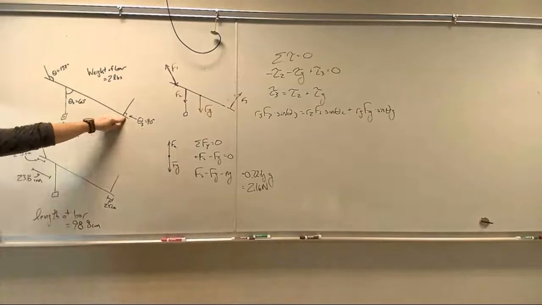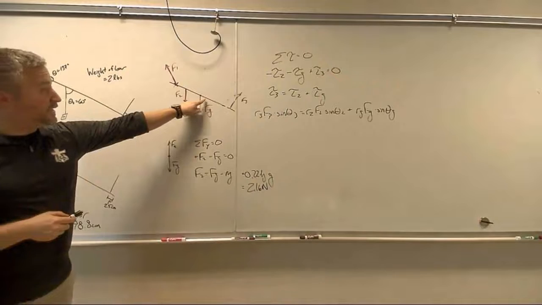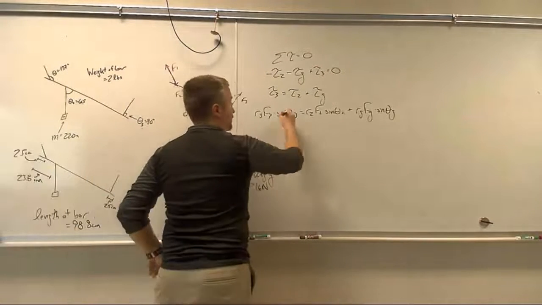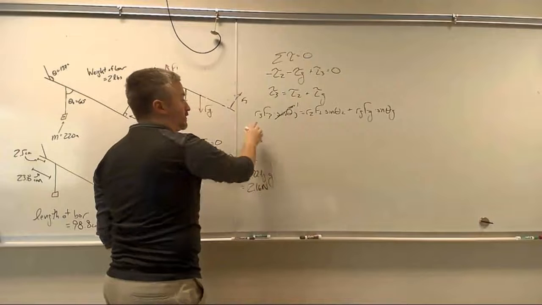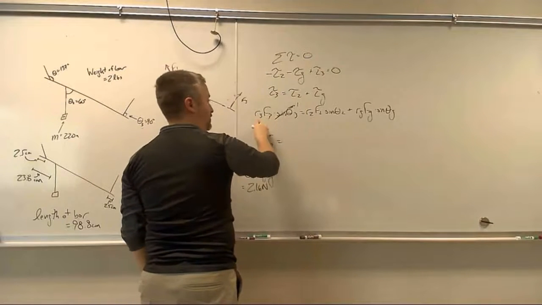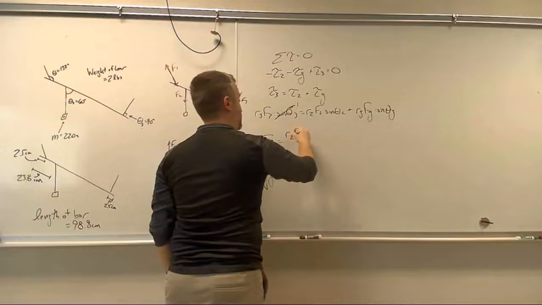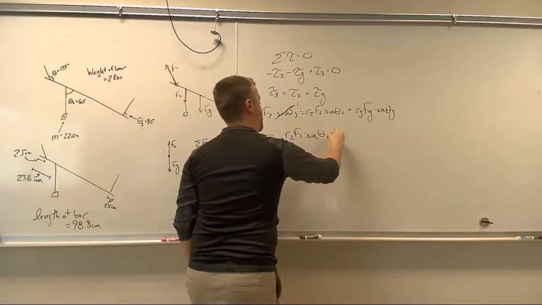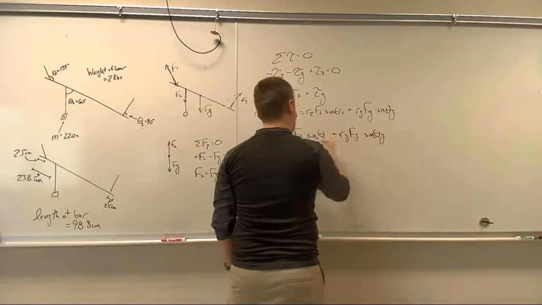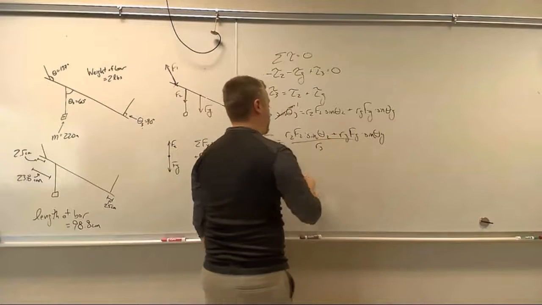This guy is 90 degrees, but you'll notice this one definitely isn't, and this one definitely isn't. So that's going to go to 1. So to find F3, all I do is divide underneath: R2 F2 sine theta of 2 plus RG FG sine theta of G, over R3.